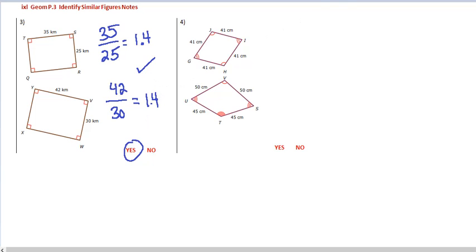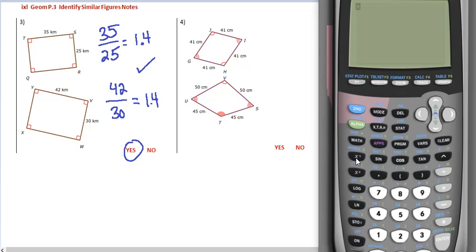Okay? I wonder where my calculator went. Let's see. I wonder if I can get it back. I can. Okay.